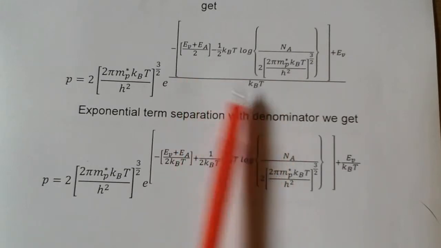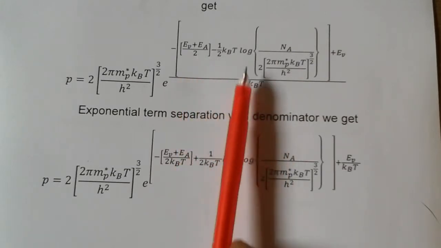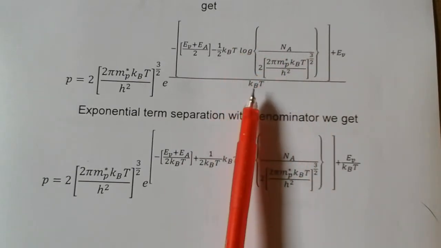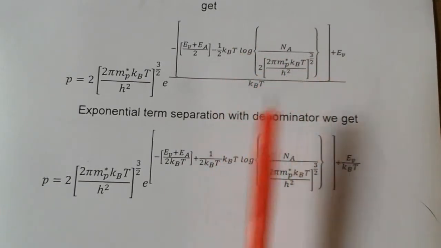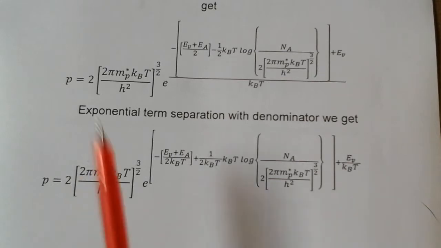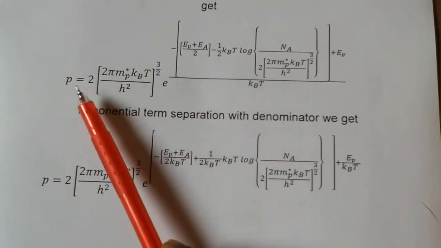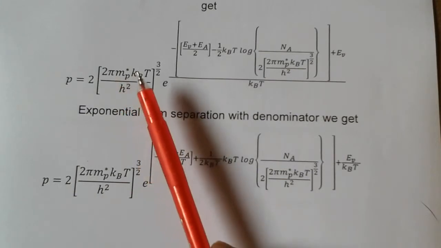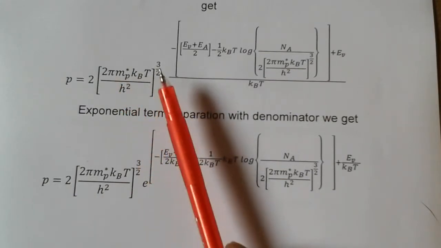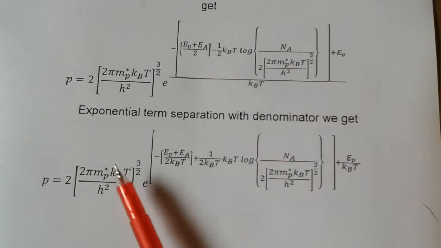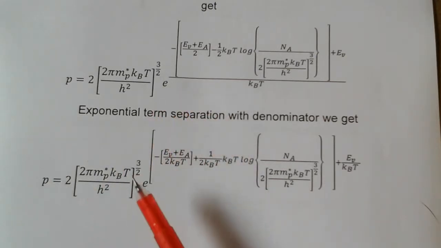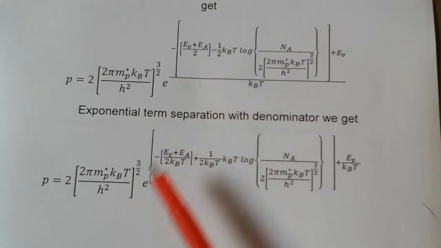For this one separately I am writing this KBT, and the KBT is also separately writing to this term, and this KBT is also writing separately to this term. That we have done the next step. So P, if you write P same, 2 pi MP star KBT by h square whole power 3 by 2, both are same only. E power is also same.